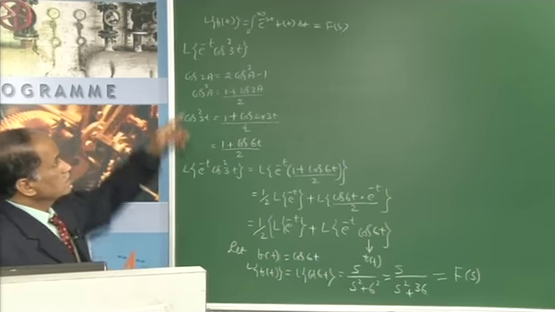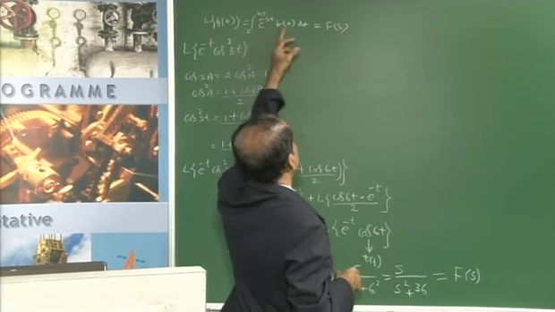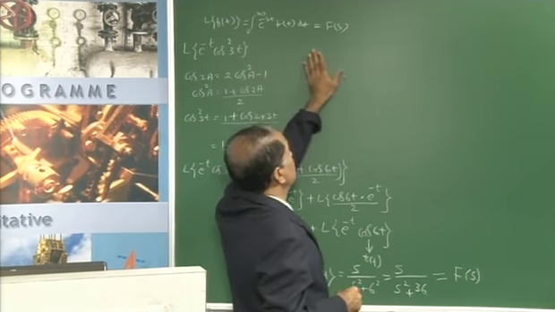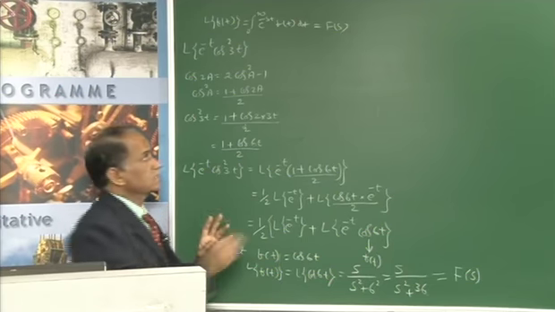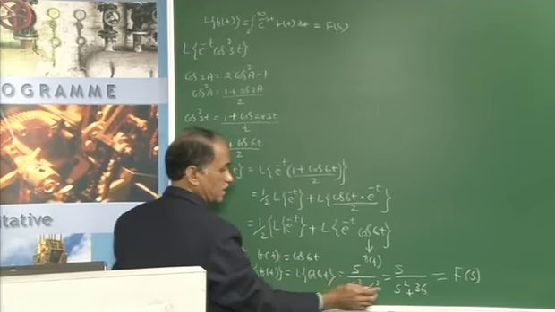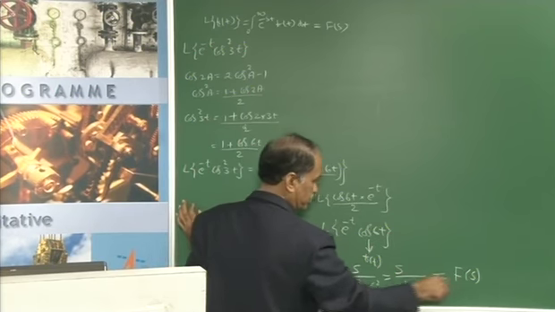Here this F of s means the definite integral from t equals 0 to t equals infinity gives us the final result in the absence of t, but in the presence of s, so we call it F of s. Likewise, s divided by s square plus 36, we can name it as F of s.